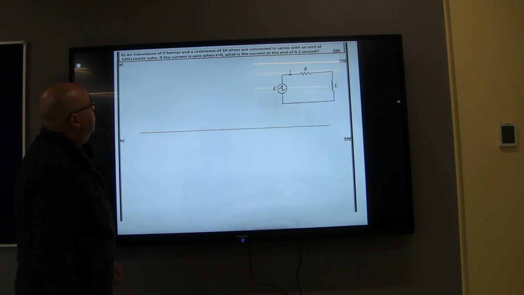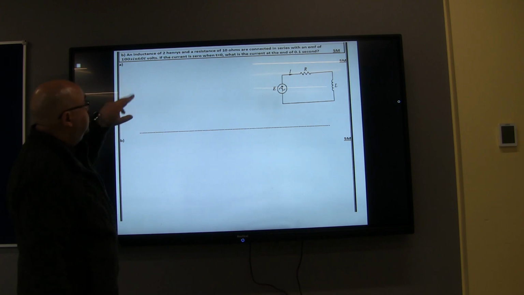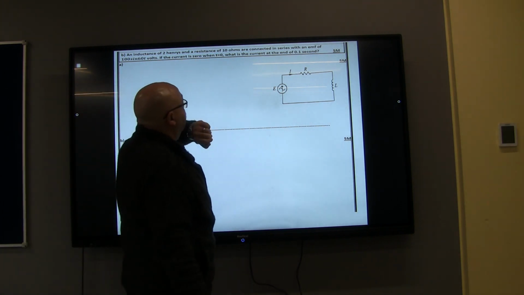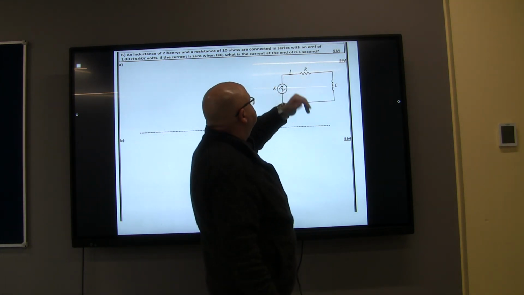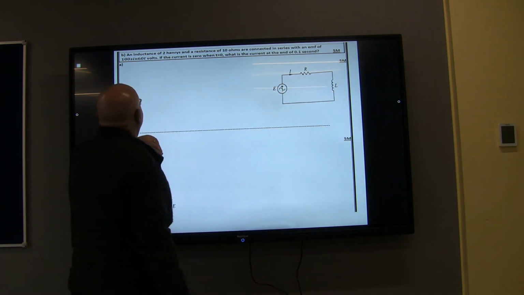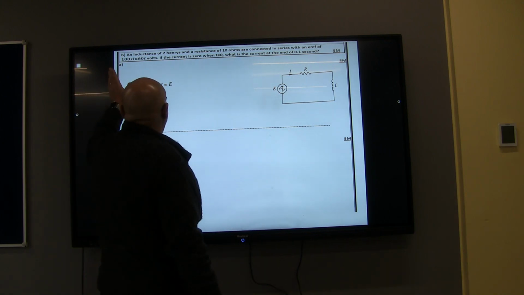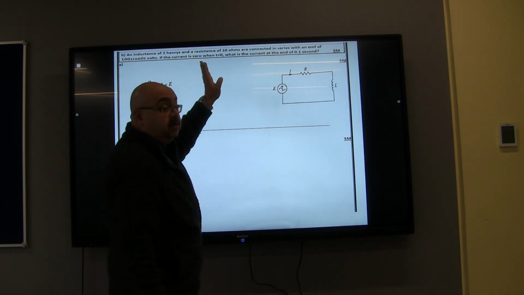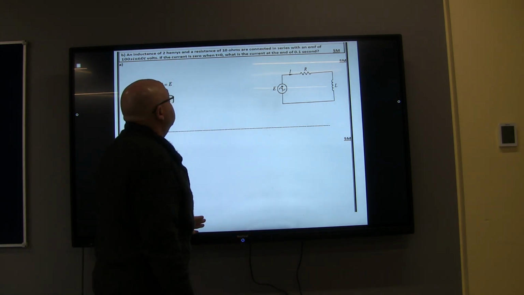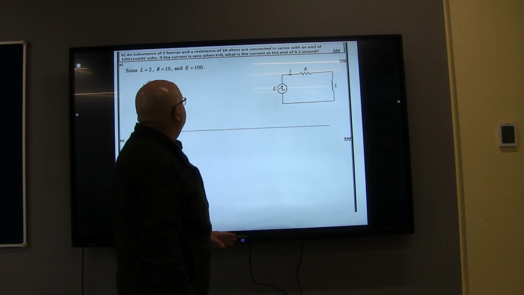Once more, you have this problem, which is about an inductor of 2 henries and a resistance of 10 ohms. They are connected in series, so here the coil, here the resistance, with an EMF of 100 times sine 60t volts. If the current is 0, that is giving you the condition to find the particular solution. What is the current at the end of 0.1 seconds?